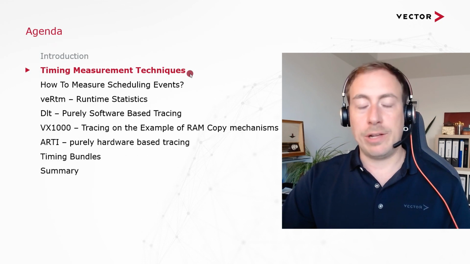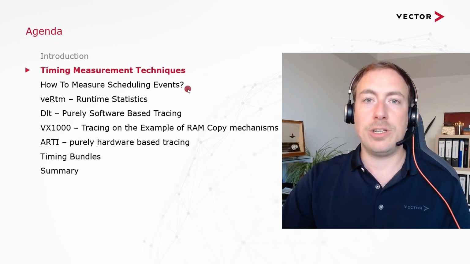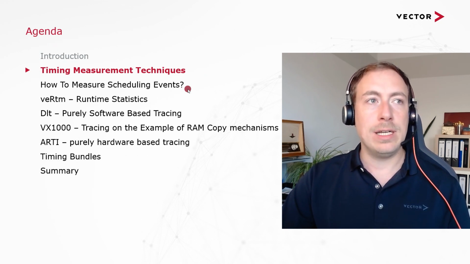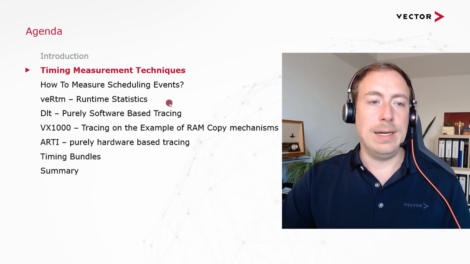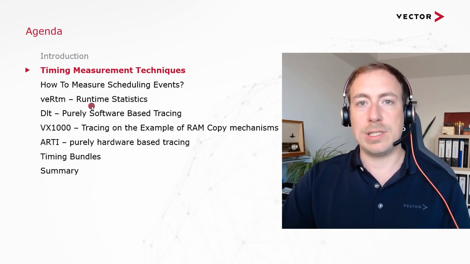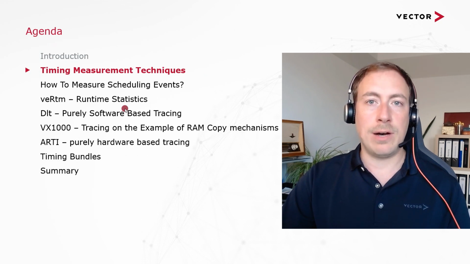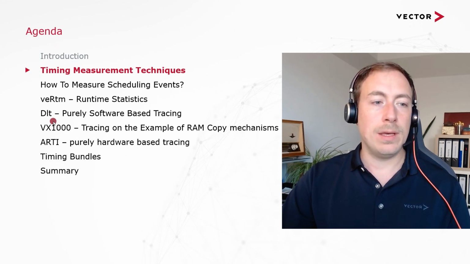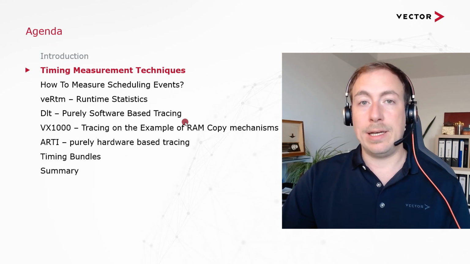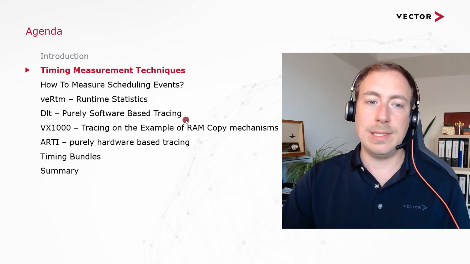Let's start with general timing measurement techniques. Then we go on with how we actually measure the events we want to measure, or which I think are desirable to be measured. And then we are going to have a deeper look at different solutions. How can we, for example, use an RTM module to calculate statistics on our runtime behavior? How can we make a tracing solution? I'll explain what tracing is, and how we can do it software-based.